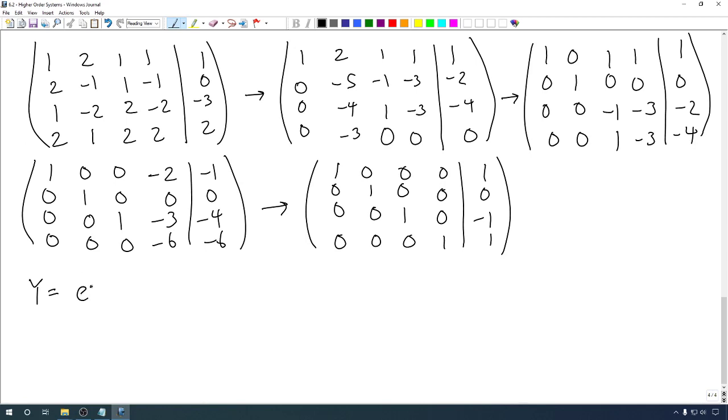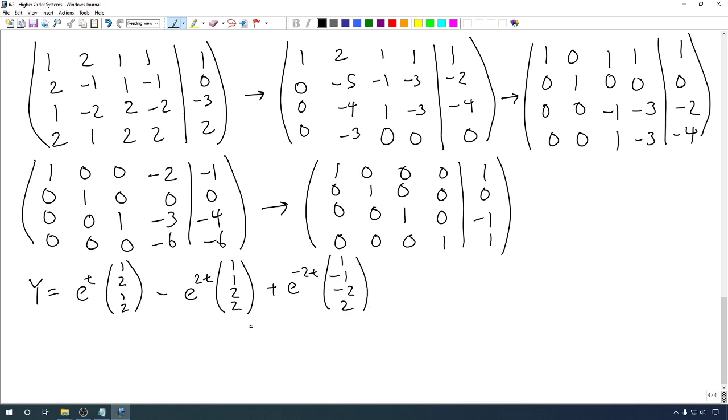So we end up with an e to the t times our first eigenvector, which is 1, 2, 1, 2. We have a minus e to the 2t times our third eigenvector of 1, 1, 2, 2. And then we have plus e to the negative 2t times our fourth eigenvector of 1, negative 1, negative 2, 2.